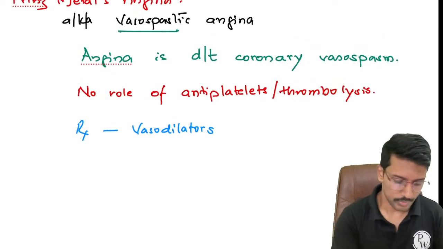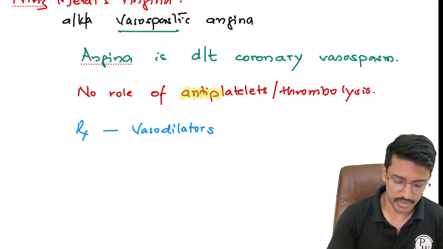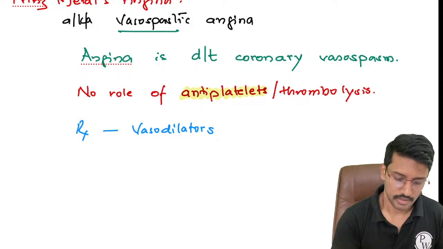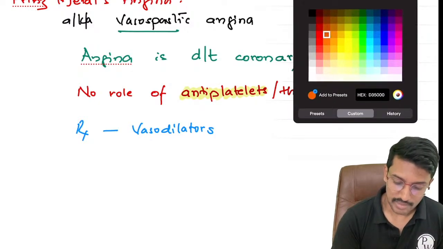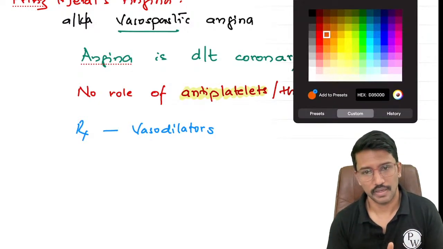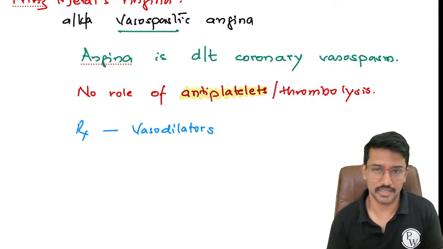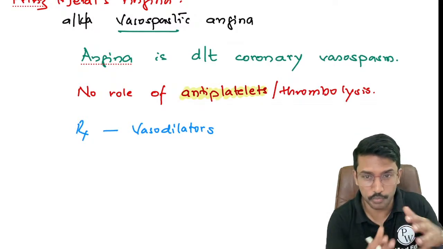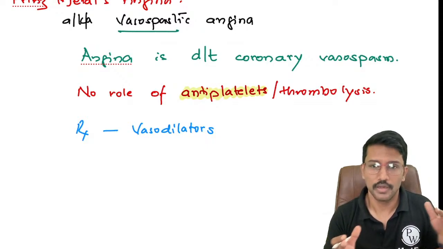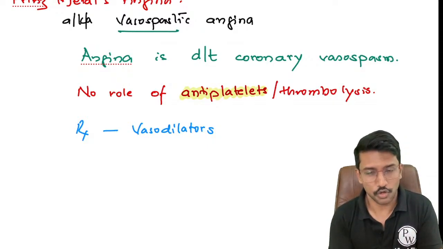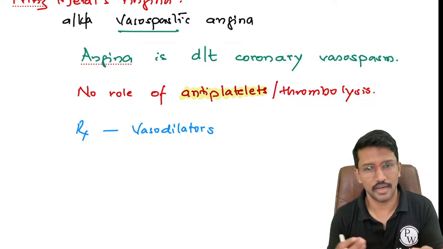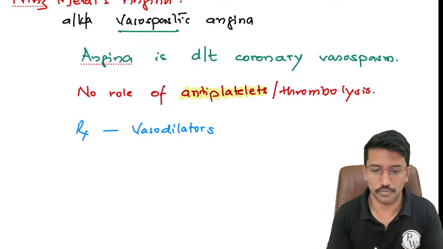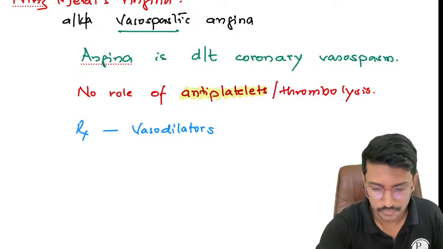Okay. The most important point you need to remember about Prinzmetal's angina is that aspirin is contraindicated, because aspirin itself can precipitate vasoconstriction, and that can become a problem in patients with Prinzmetal's angina. In other cases, we give aspirin to prevent the platelet plug formation or progression of the platelet plug formation. But here, there is no role as such of a platelet plug in causing the angina, and by giving aspirin, I can cause more vasoconstriction, resulting in further worsening of the patient's symptoms.